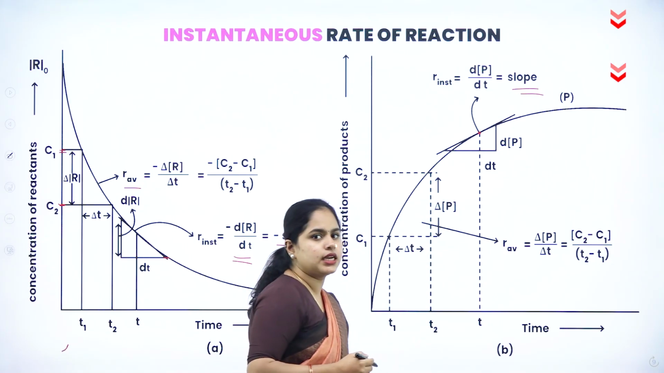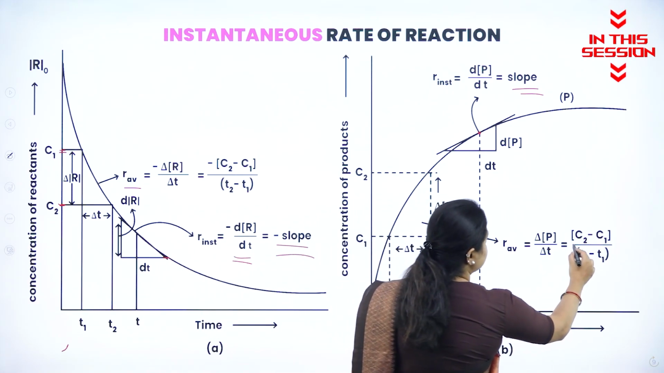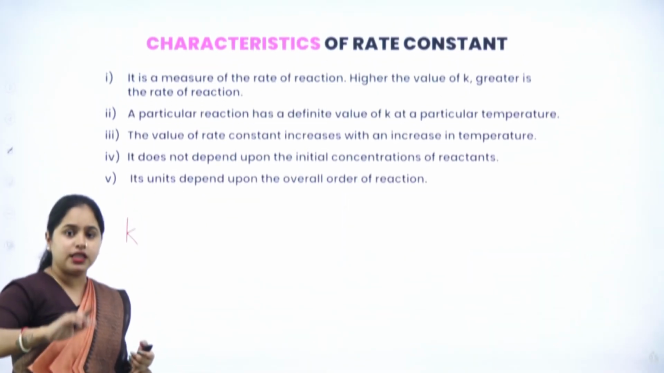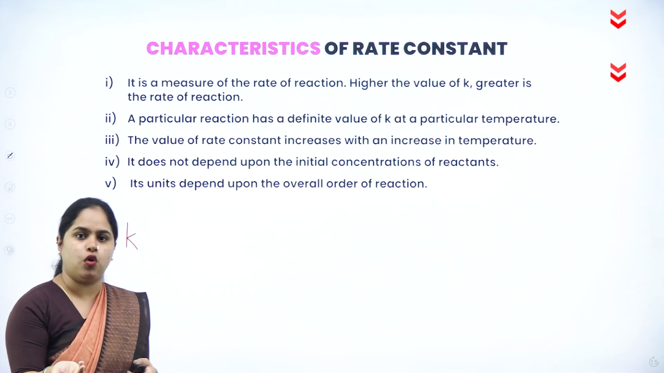If you have to calculate the average rate at two different points, how do you do it? It is C2 minus C1 divided by T2 minus T1, which will give you the average rate. When the value of the rate constant is more, that means the rate of the reaction is also high.